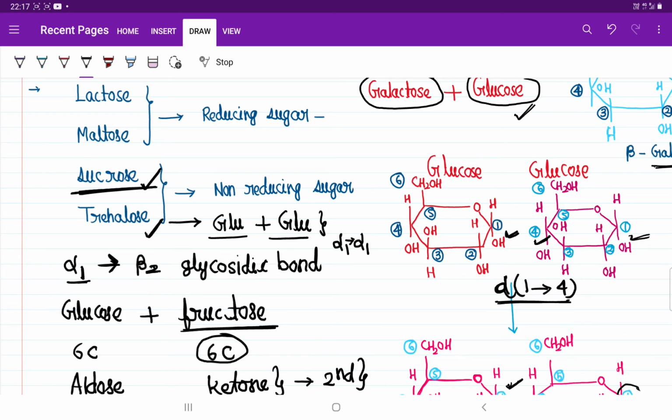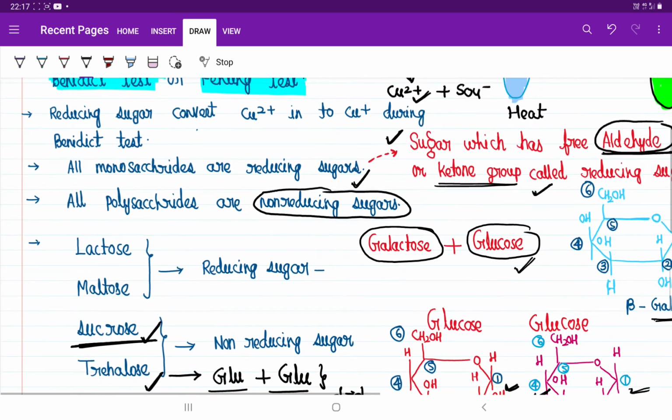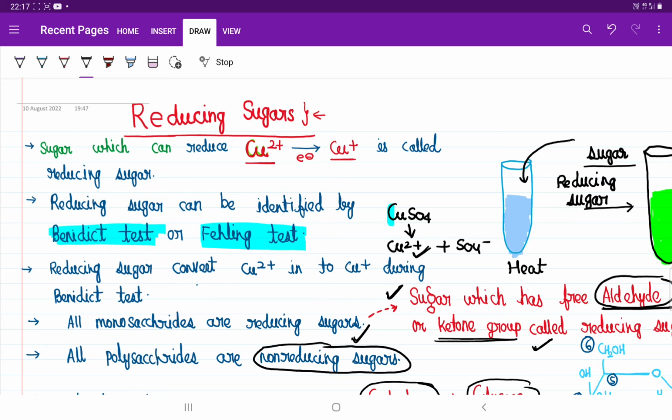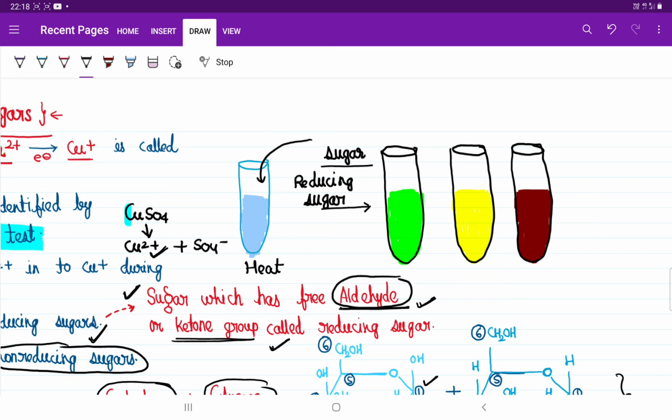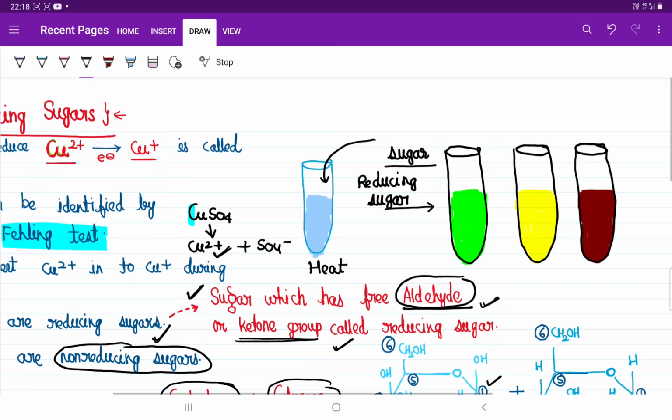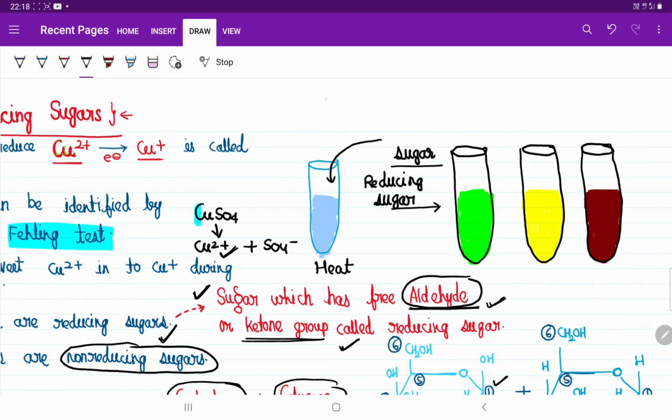Those sugars which have a free aldehyde or ketone group can convert Cu2+ into Cu+. That's why they are reducing sugars. So in this video we discussed what is a reducing sugar. We also saw what is the Benedict test. We use the Benedict test to detect glycosuria, glucose in urine.